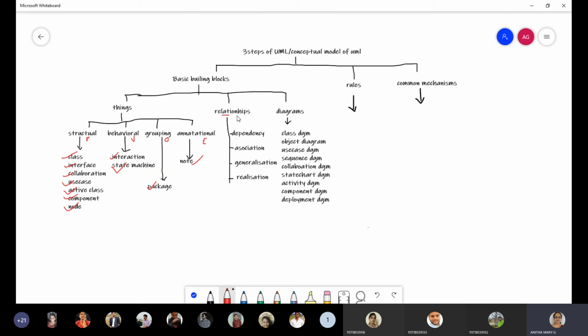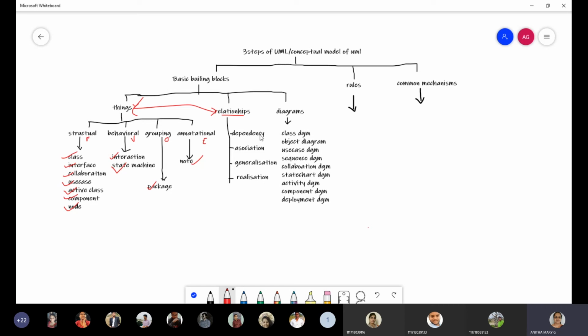Moving on to the relationships. What are things first of all? They are the first class citizens. Why first class citizens? Because they are very important. Without these, the UML language doesn't exist. That's why we call things the first class citizens. What are relationships? They are the connections used to relate these things.